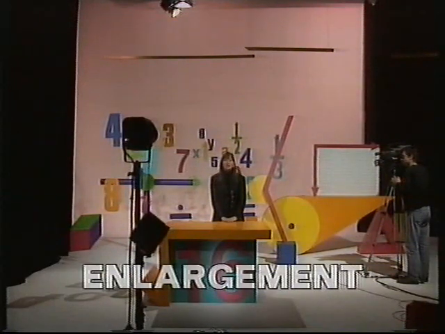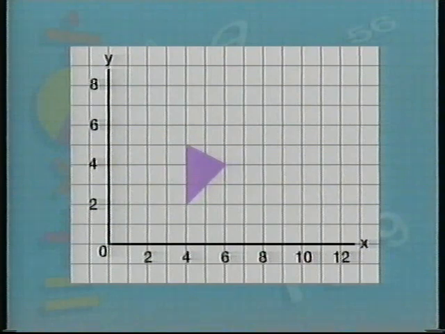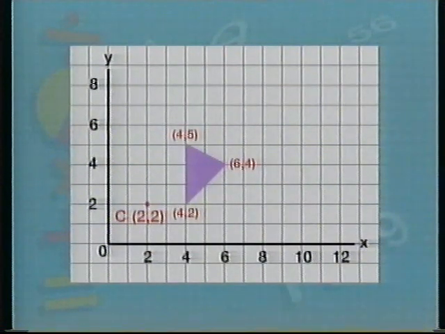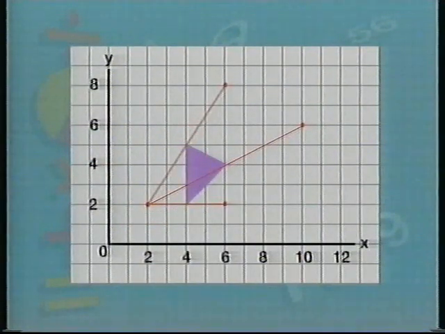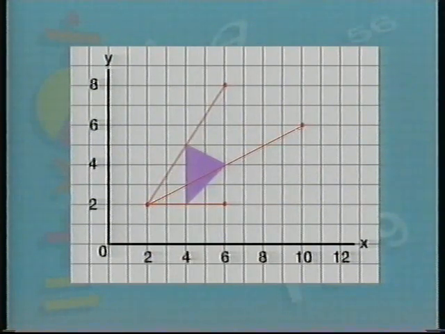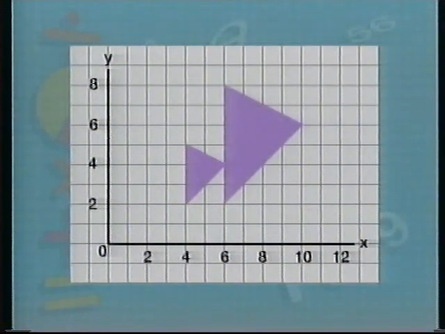An enlargement simply changes the size of a shape. To enlarge something, we need to know the scale factor and the centre of enlargement. Let's enlarge this triangle by a scale factor of 2 from the point 2, 2. Draw a line from the centre of enlargement of each corner and measure its length. Multiply it by the scale factor, in this case 2, and measure this distance from the centre of enlargement along the same line. This is the new corner of the enlarged triangle. Do this for all corners and then join them up. You should get a similar but bigger triangle.